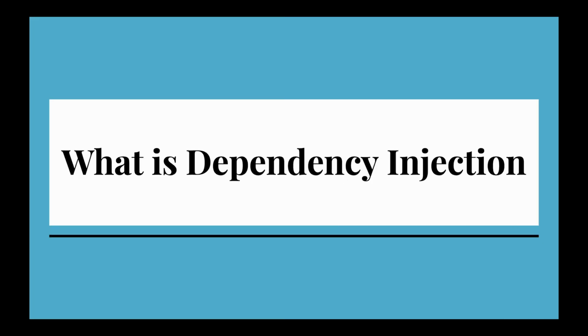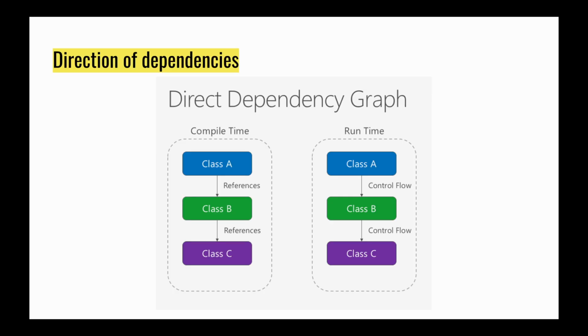What is dependency injection? ASP.NET Core supports the dependency injection (DI) software development pattern, which is a technique for achieving inversion of control (IoC) between classes and their dependencies. The direction of dependencies within a program should be toward abstraction, not implementation details.